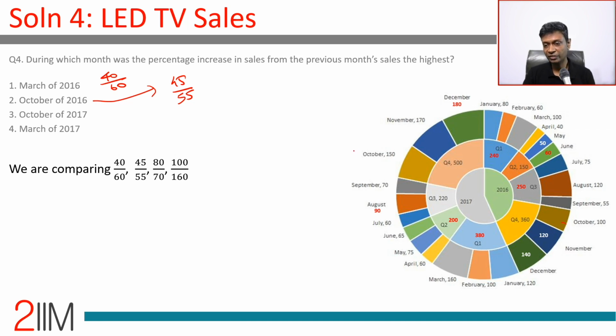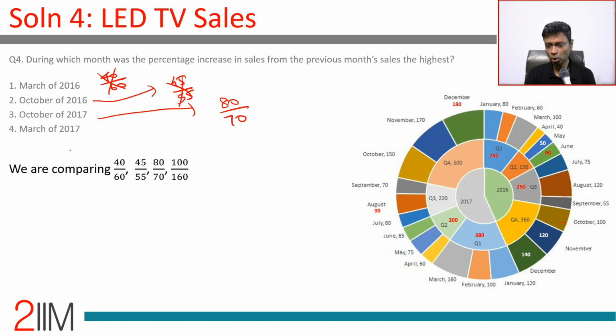October of 2017. So we're looking at 2017 October. 70 to 150. An increase of 80 on a basis of 70. Straight away, I know that this number is greater than 1. That's jumping out at me. From September to October, the sales have more than doubled. Right? So I can forget about these two. I don't have to compute that. So far, 80 by 70 is the highest. It's higher than 1. It's more than 100%. Sales have more than doubled.